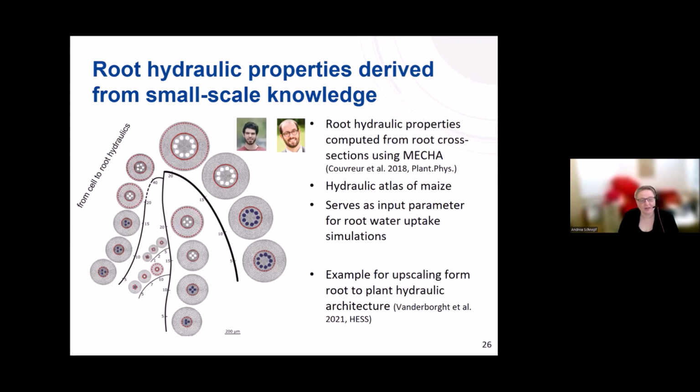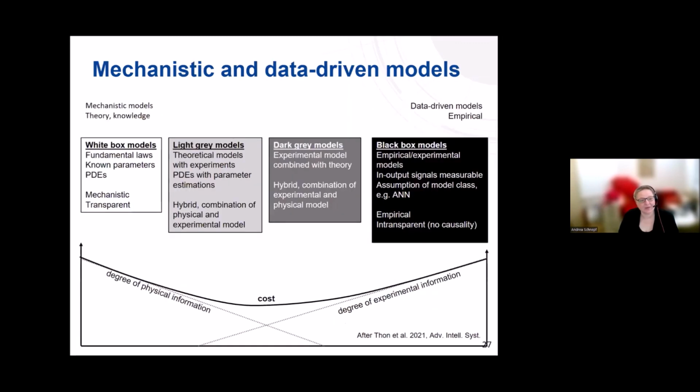Similarly, another example from our group also does upscaling from the root to the whole plant hydraulic architecture. Yeah, next please. This is just an example.